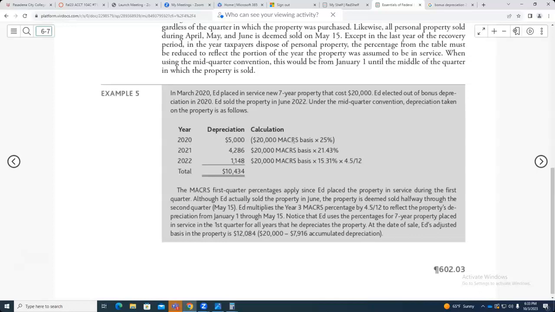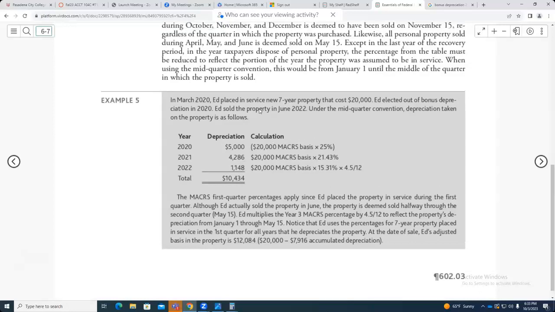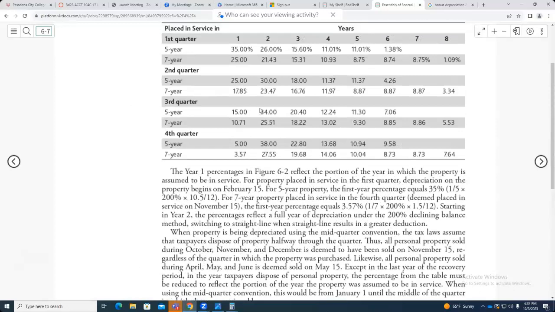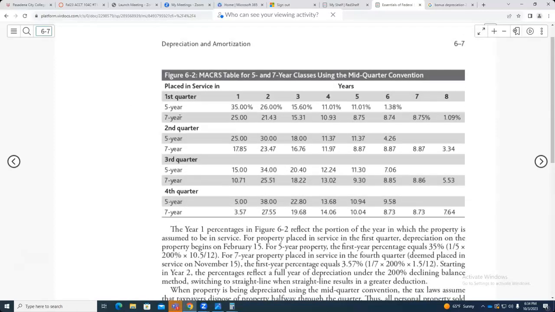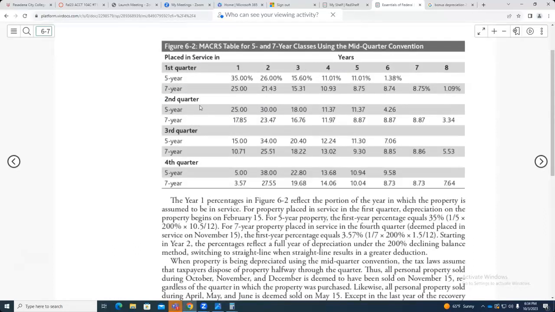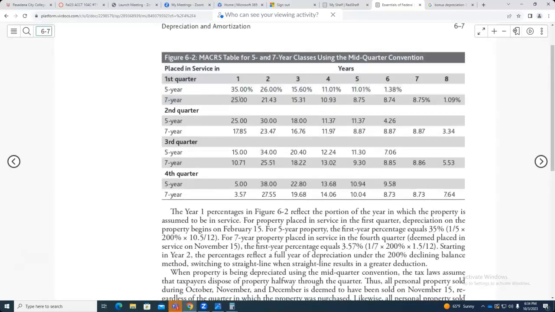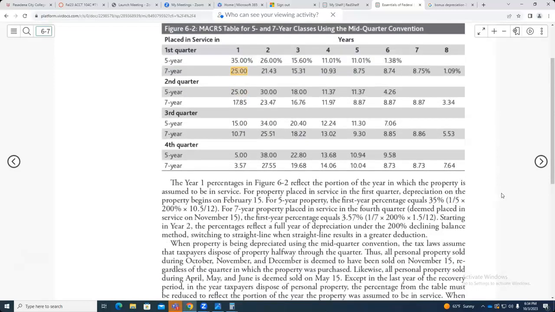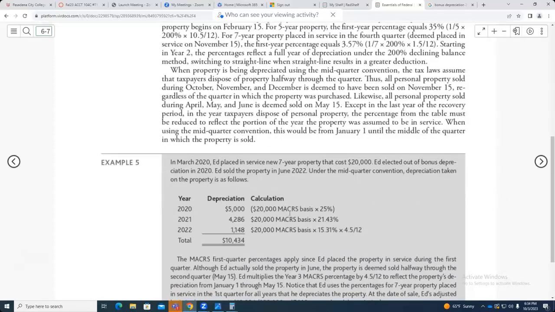In 2020, it is 7 years property using mid-quarter. So let's go up. 7 years property. They bought it in March, which is mid-quarter, okay? 7 years property, that line, that line. You see that 25 right there? That. 7 years property, year one is 25%. So 25% of $20,000 is $5,000 depreciation.